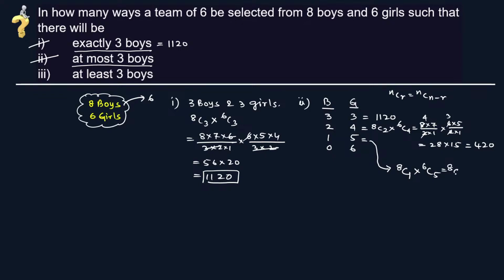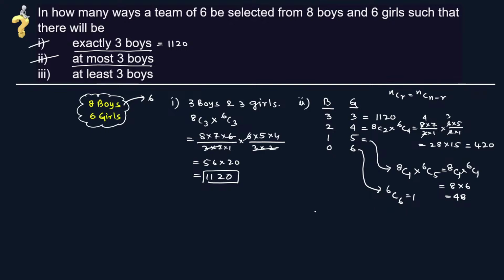So that will be 8C1. Again, 6C5 is same as your 6C1. So it is coming like 8 into 6. So answer is 48. And for the last one, no boys are selected, all 6 girls are selected. So that can be done in 6C6 different ways, that is 1 different way.